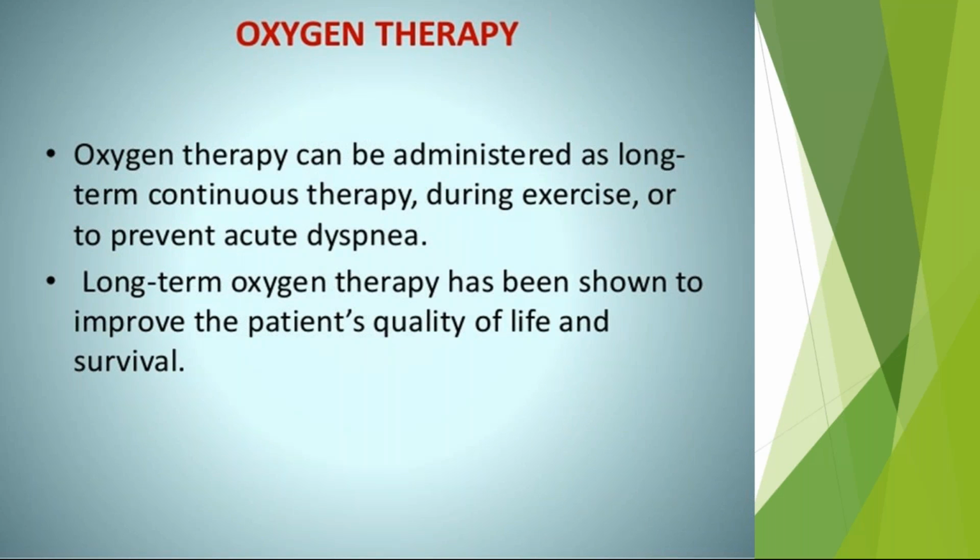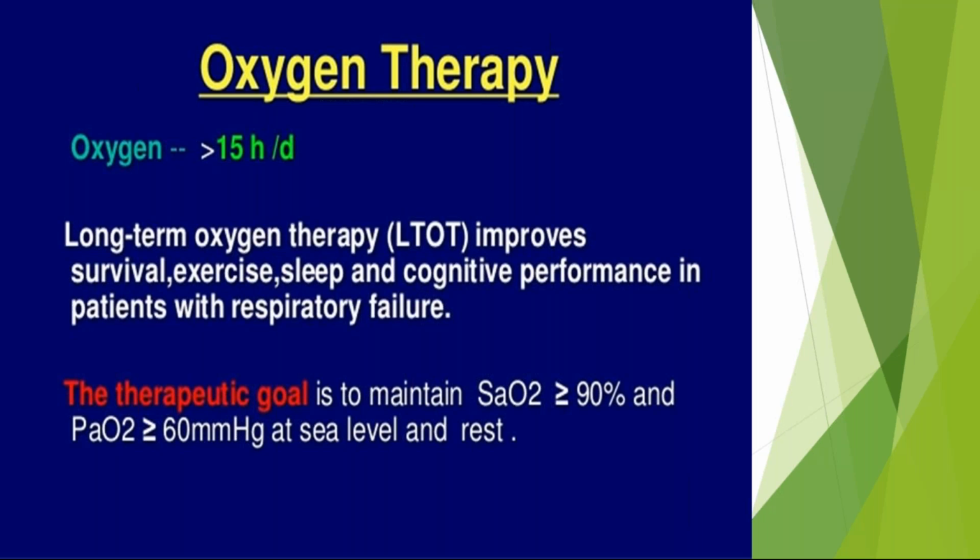We will supplement the patient with continuous low flow oxygen, a minimum of 15 hours a day, to prevent complications like pulmonary hypertension in COPD. In areas where we can't admit a patient to hospital and give 24-hour oxygen, we will use home-based oxygen generators.